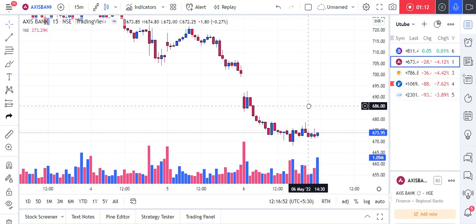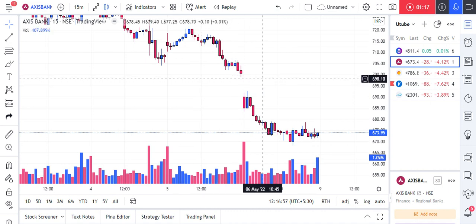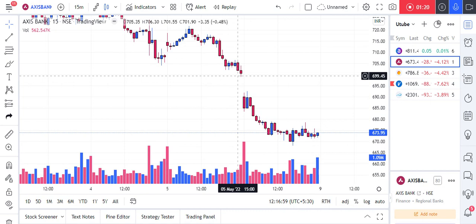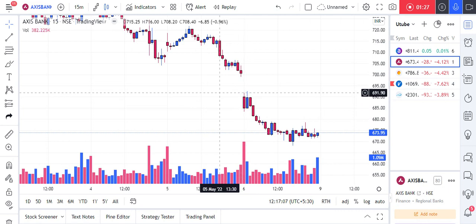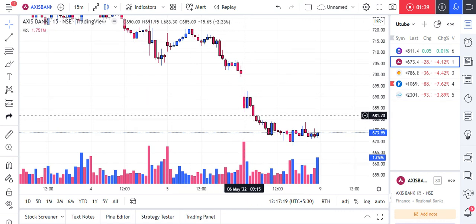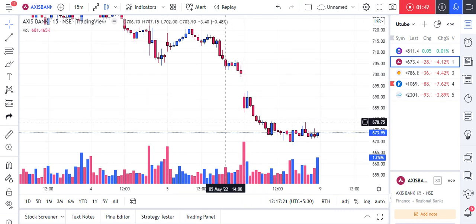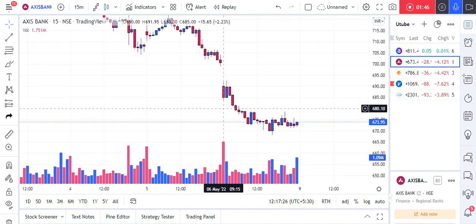So the first point is the price should close below the previous day's low. This is the previous day's low, and this is the first candle. This candle is a bear candle, so the two conditions are satisfied. First condition is the price should close below the previous day's low, and it should be a bearish candle. So we are taking Axis Bank as our trade, as it fulfills the trade setup.